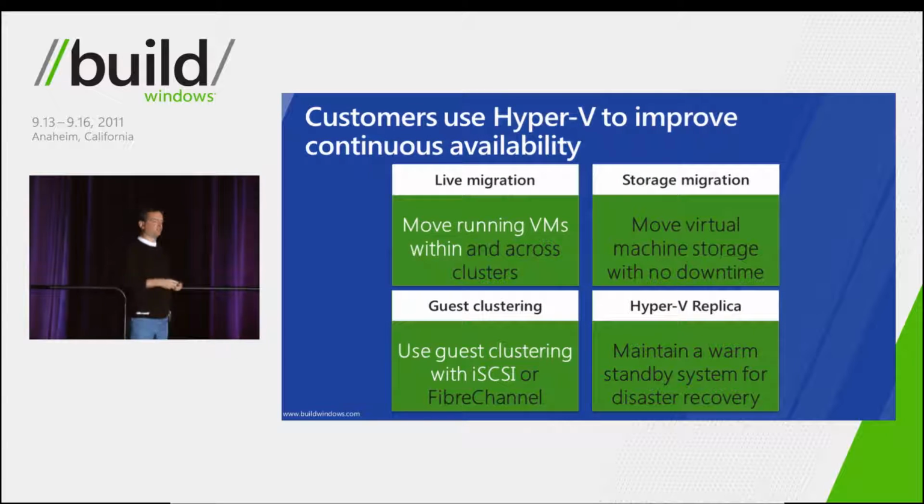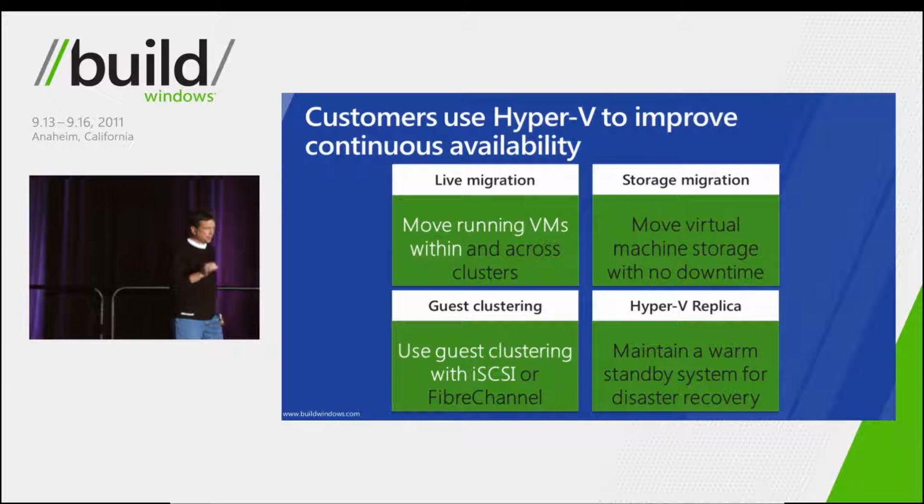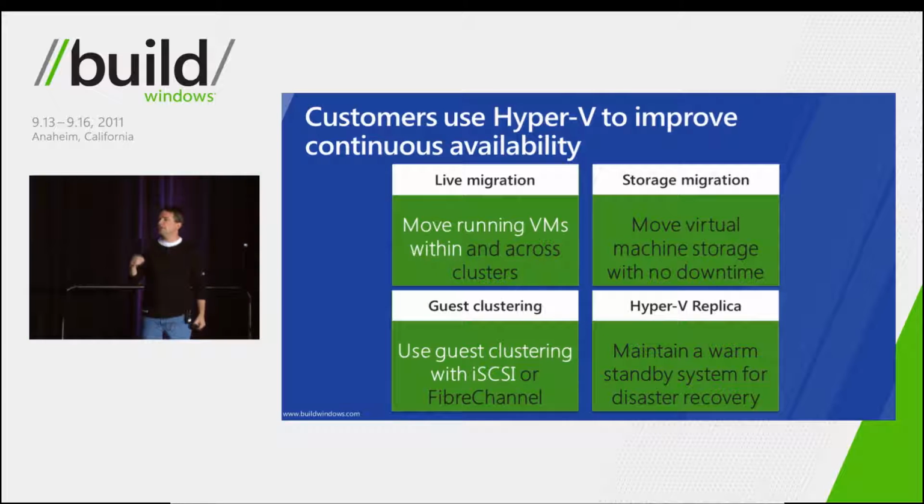So let's talk a bit about the software side of things. What have we done in the next version of Hyper-V to help customers improve continuous availability? The first thing that I want to talk about is live migration. Live migration is the ability to take a running VM and, without service interruption, move it from one computer to another computer. Now, in Server 2008 R2, we introduced the ability to do live migration. But live migration was confined to migration between nodes of a cluster.